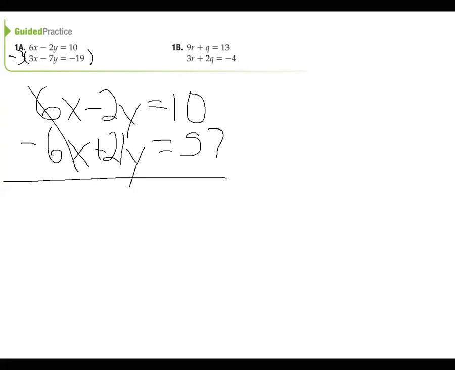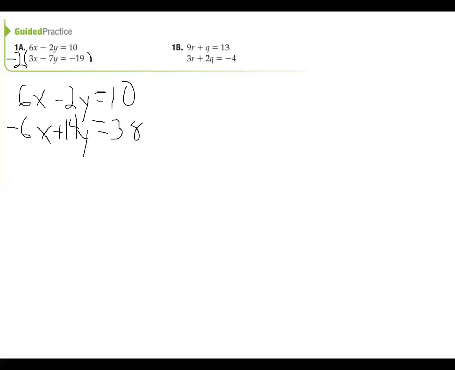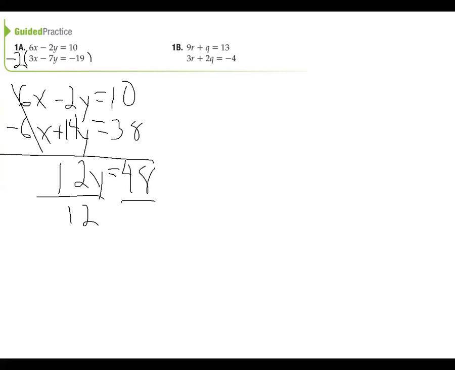Oops, I see what I did. I multiplied by negative 3. You got to multiply by negative 2. My bad. So you would have 6x minus 2y equals 10, and negative 6x plus 14y equals 38. So those cancel. I get 12y equals 48. Divide both sides by 12, and you get y equals 4.